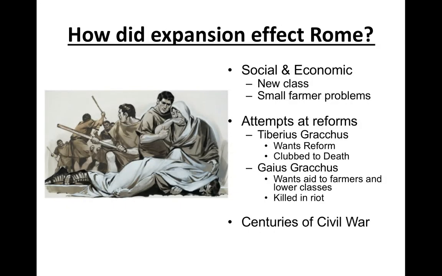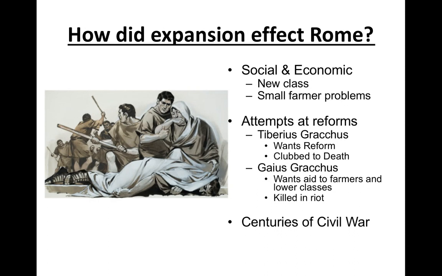But on the home front, domestically, they had a lot of issues. They had both social and economic problems. There was a new class of people that were starting to kind of pop up in Rome, kind of a middle class. Smaller farmers had problems. Hannibal had just destroyed a lot of the farmland, and so they were having a hard time farming. They were having a hard time feeding the people of Rome. Rome's a massive city. They rely on people and trade to bring in the crops and the food that they need. And two men tried to create some reforms in the Roman Republic, in the Senate at this time.